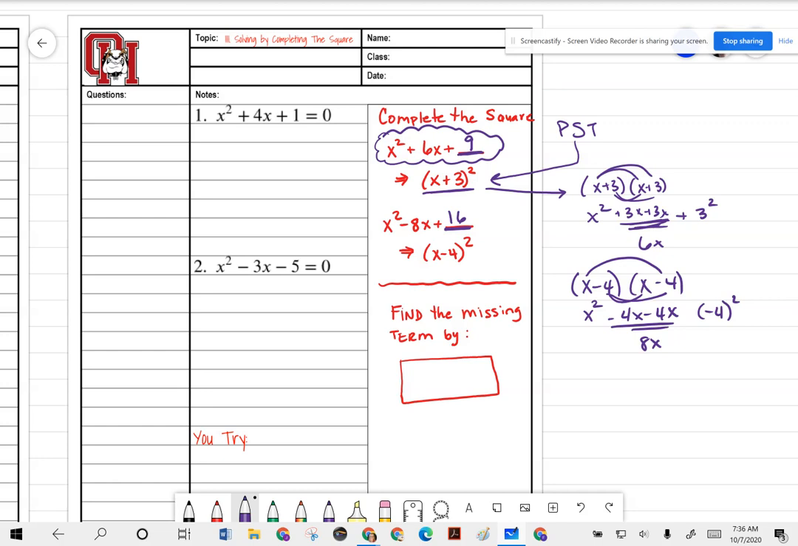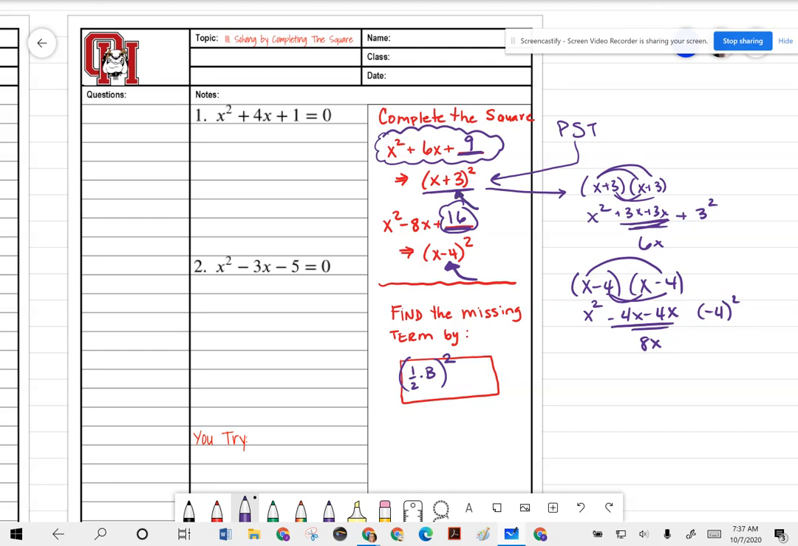So here's your takeaway. You are going to be able to find this last term by taking half of your b term, and then squaring it. So half of b and then squaring it. Now, the nice thing about the half of b part is that that's what gives you the number inside that factor.